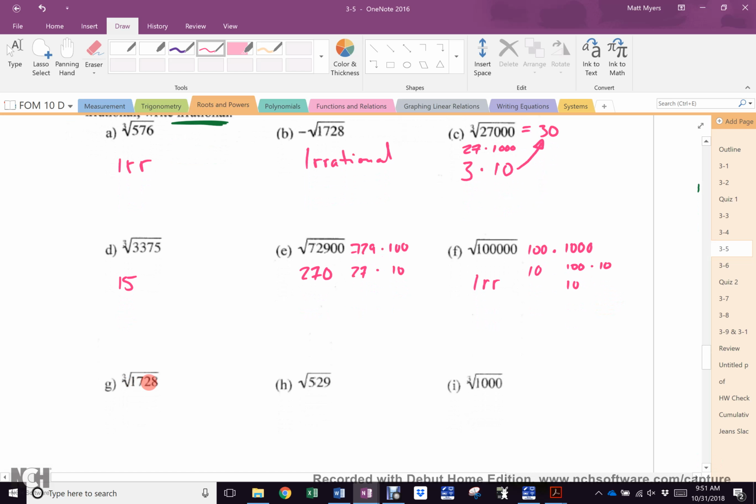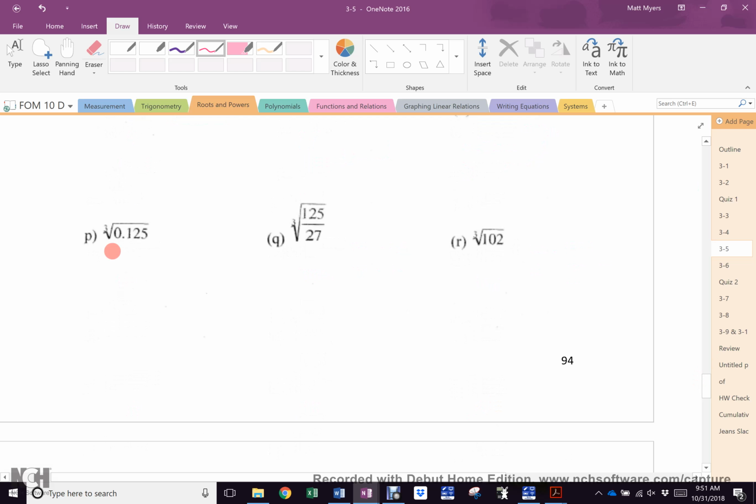Cube root of 1728. Does that exist? We know the square root didn't, but does the cube root? Yes. What is it? 12. Nice. Square root 529? 23. Cube root of 1,000? 10. Cube root of 0.125. Tricky.